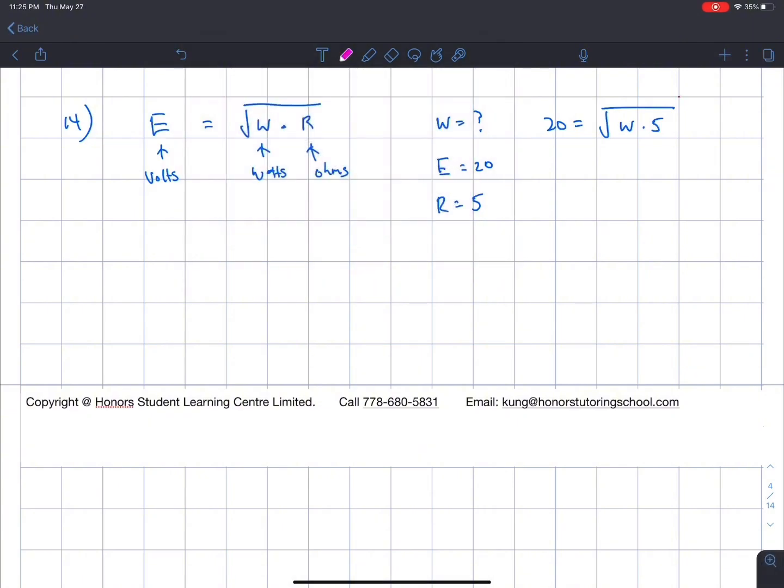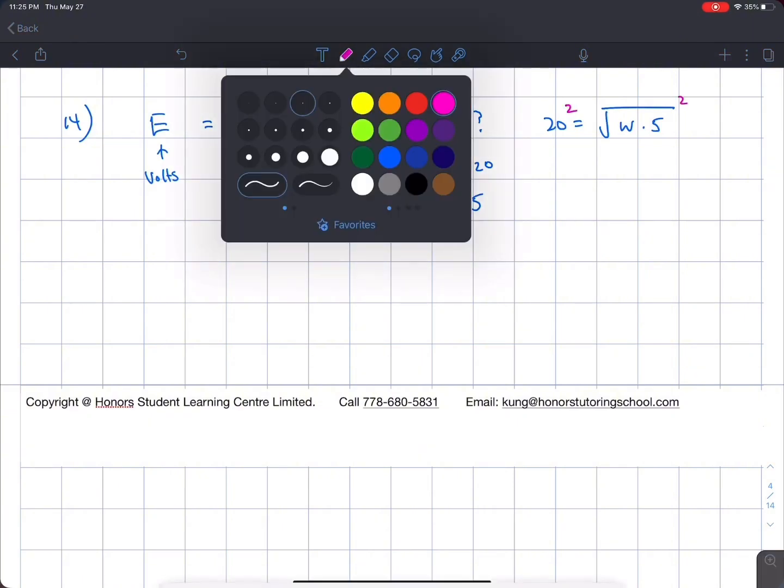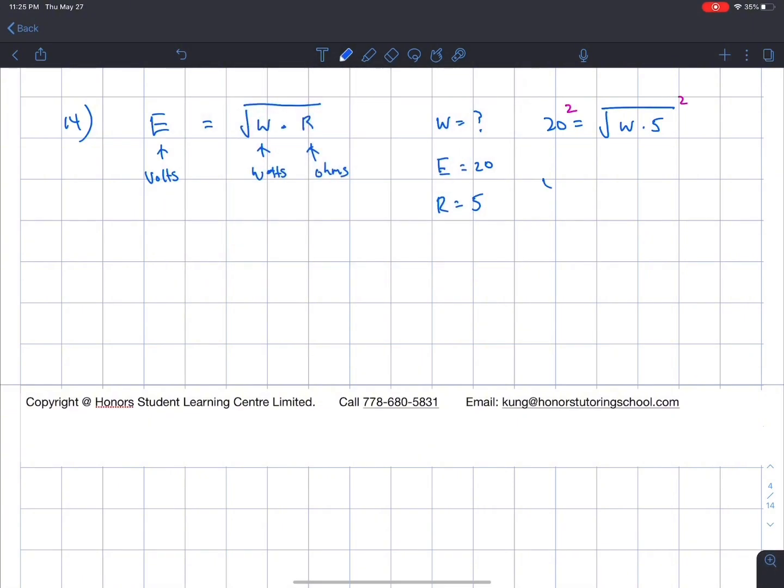So now you can square both sides. We have 400 equals 5W, because square and square root, they cancel each other out. Now we divide both sides by 5. We should get W equals 80. And that's the answer. So W equals 80 watts.